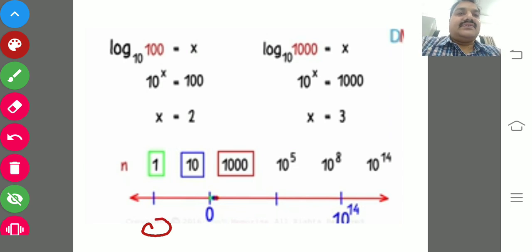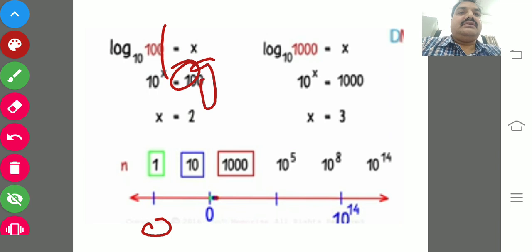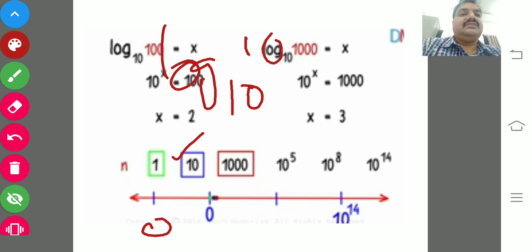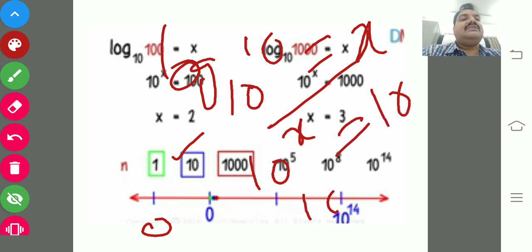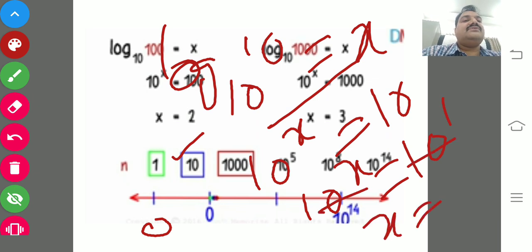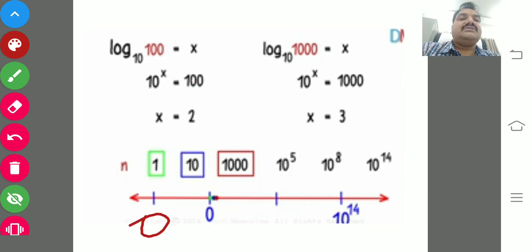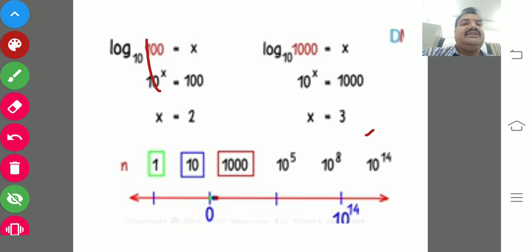Now take the second question, log 10, because common logarithm is always base 10. The number on the number line is 10, equal to x. Yes, 10 power x equal to 10, and 10 power x equal to 10 power 1. Equal bases cancel, x equal to 1. Here the answer is 1. Yes, here 0, here 1.